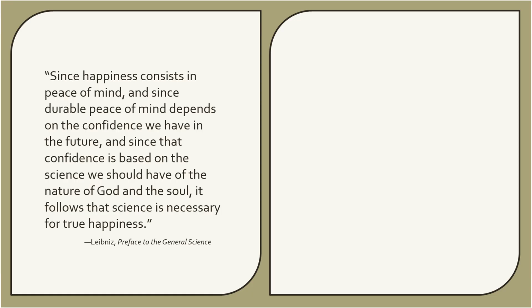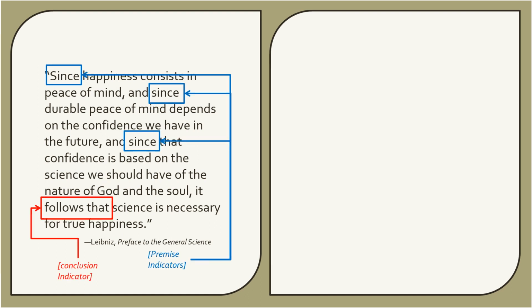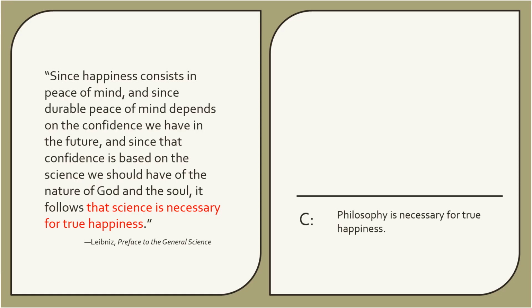Now, if we start wading through this, again, the first step is to just go look for indicator words. And in this case, Leibniz is incredibly generous. He, in fact, labels every last bit of this argument. "Since," "it follows that." We have premise, premise, premise, conclusion. This is basically just given to you in utterly blatant terms. So let's start at the bottom. Our conclusion is science is necessary for true happiness.